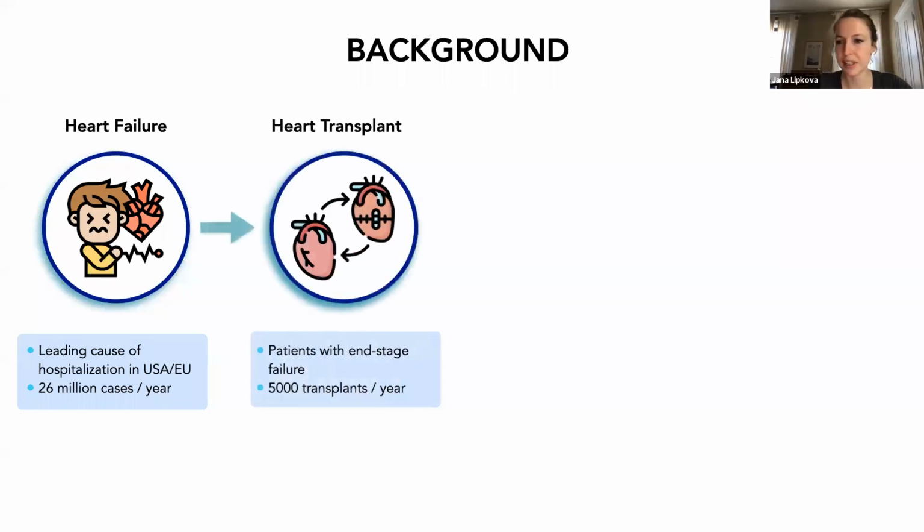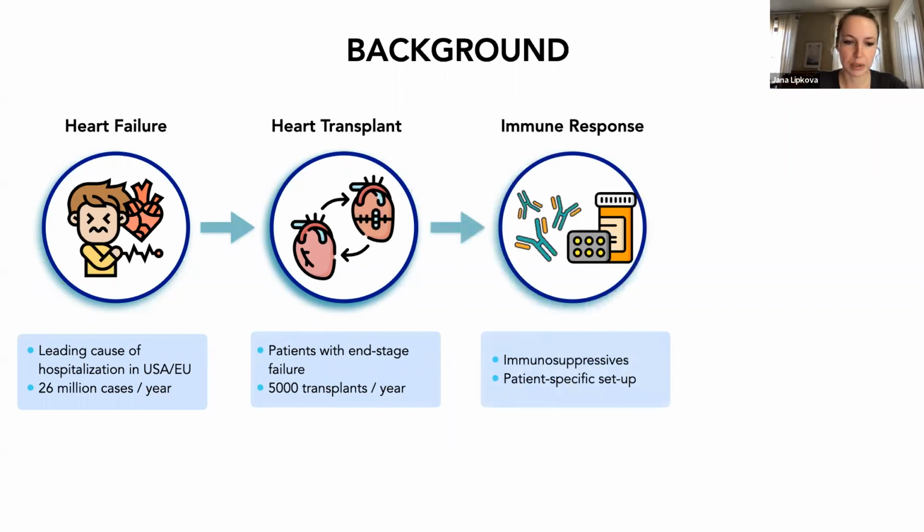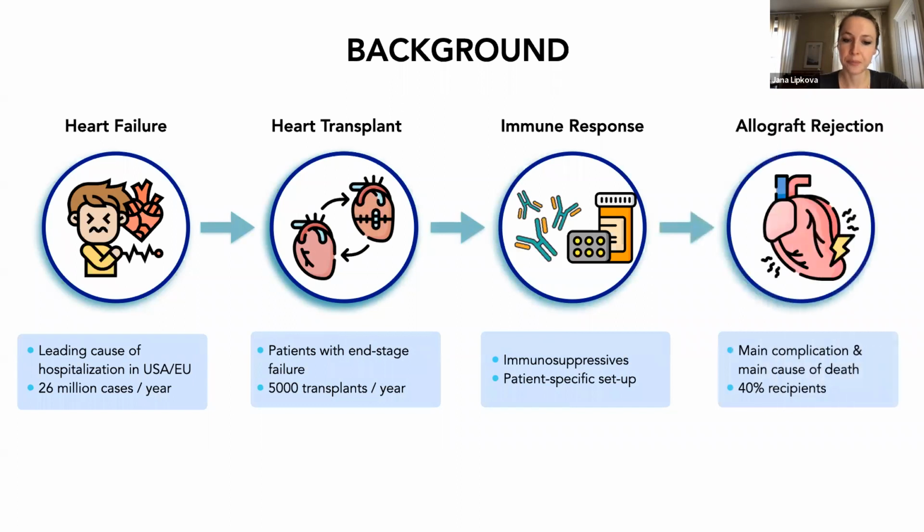So this would be the transplant. And as is the case with any solid organ transplantation, there is a high risk that the body will recognize the new heart as a foreign object and try to reject it. To prevent this, patients are treated with immunosuppressive medications, tailored to the patient's specific conditions. But despite the medications, the patient can still undergo rejections, which are the main complication and the main cause of mortality for patients with heart transplant. It affects approximately 40% of recipients, and depending on the type of rejection, the patient's medication is then adjusted.